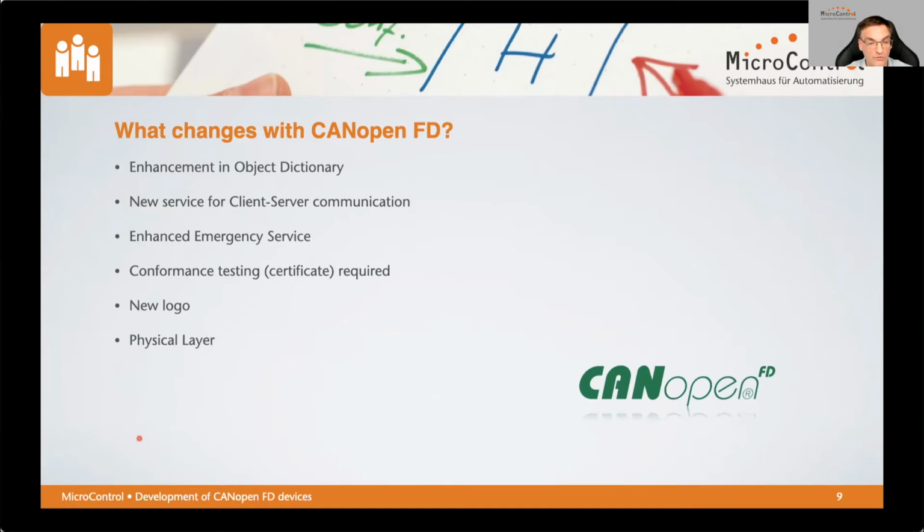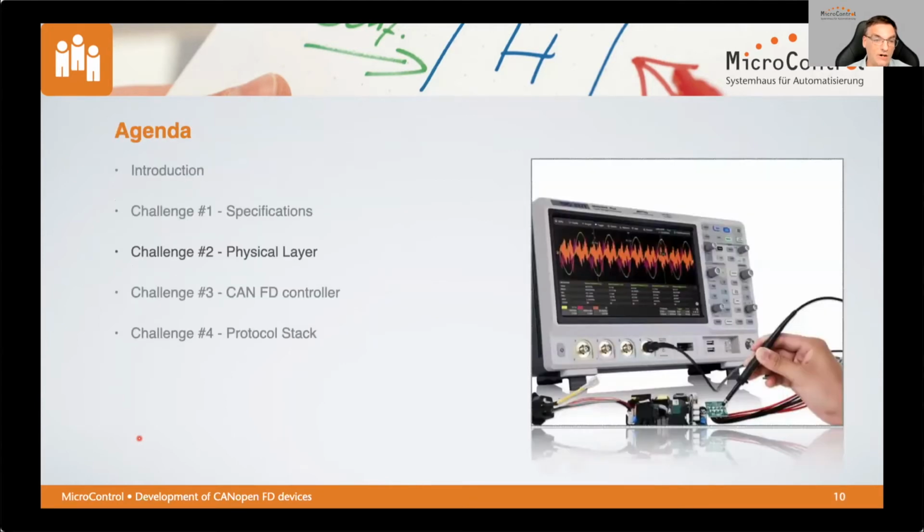At this point, of course, I have to mention, nobody forces you to use bitrate switching, but as I already mentioned, the need for speed at the end of the day, when you have 64 bytes, then you would like to use bitrate switching and use a higher bitrate within the data phase. So physical layer. Now we are jumping into our next challenge, challenge number 2, the physical layer.